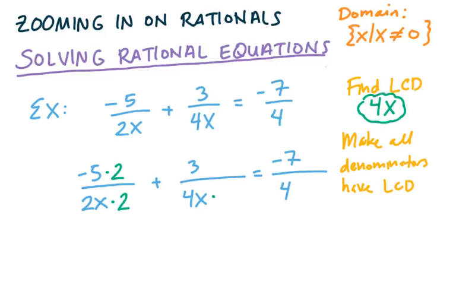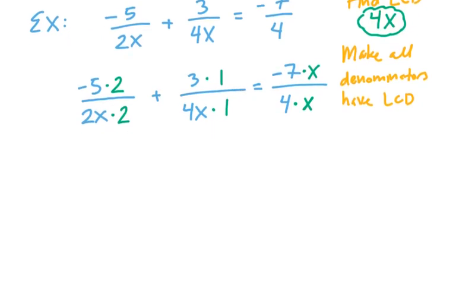Some people feel a little better if they show timesing by 1 just so they don't feel like they neglected it. Feel free to do that, but if a fraction already has the LCD, no change is needed. What about this third denominator? We've got a 4, so to make it look like 4x, that's right, we're just going to times it by x, top and bottom.